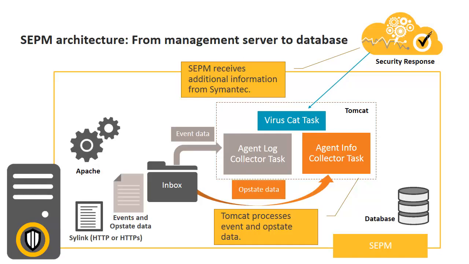The architecture diagram shows how the management server updates processes in the database. When endpoints heartbeat with the manager, Apache delivers new events and op state data to the inbox. The SEPM also checks with Symantec Security Response for updates. Tomcat handles these operations using three functions. VirusCat, which stands for virus category, processes updates from Security Response and updates the SEPM homepage with threat landscape information. The Agent Log Collector processes event data from the client inbox log folders to the database. The Agent Info Collector processes op state data.